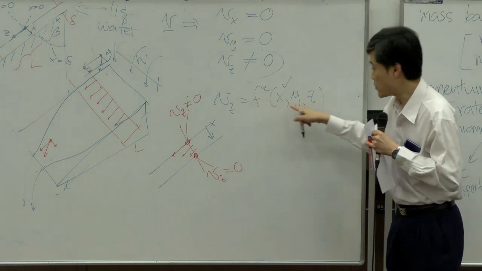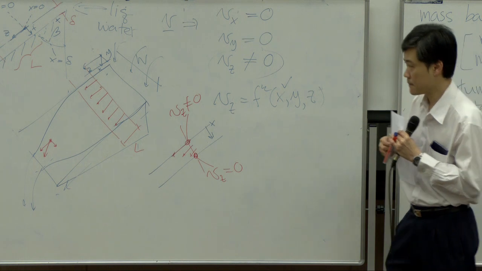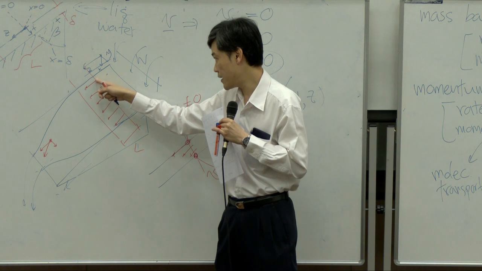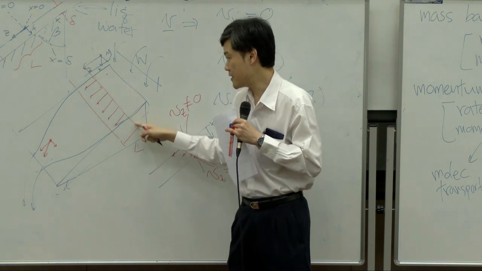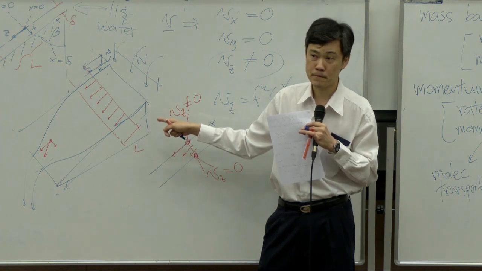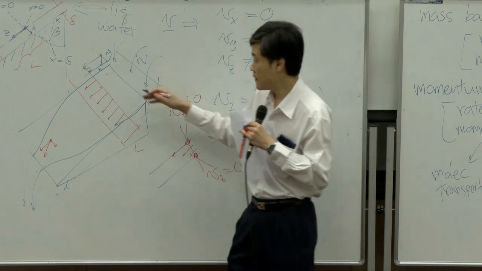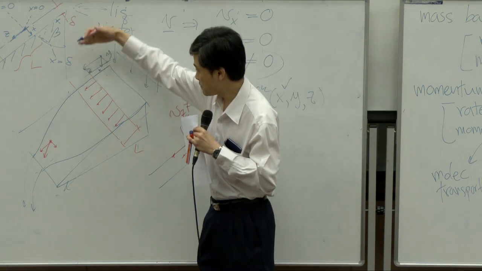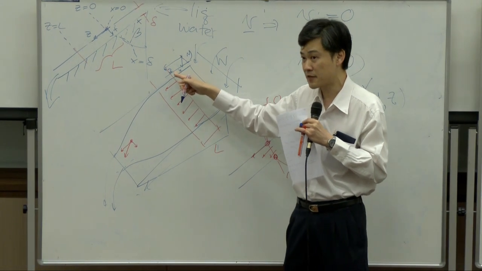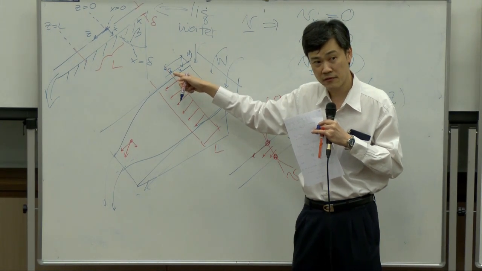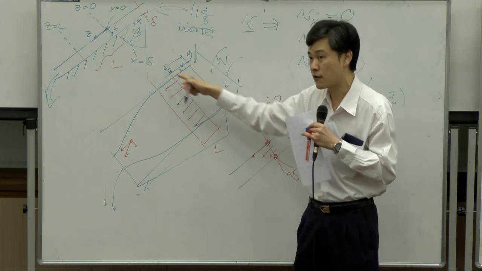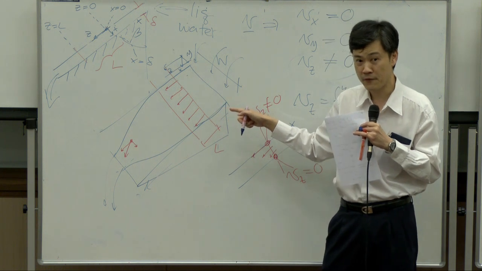Is Vz a function of y? Now you have to go in the y direction, asking yourself, velocity here, there, does it change with respect to y? If there are walls in here and in here, then at the wall, velocity is zero under the no slip condition. At the center, velocity is not. Then Vz is a function of y, okay? If you have a wall.